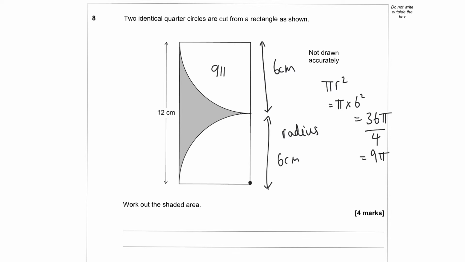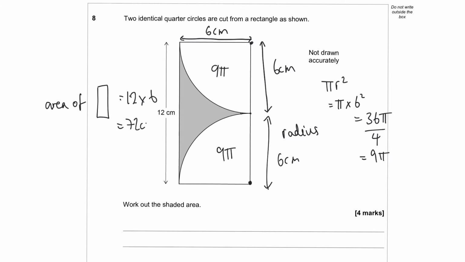So this area is 9 pi, and because they're identical, that would be 9 pi as well. Again, because that's the center of that circle, we know the radius is 6 centimeters, so that's 6 centimeters as well. So we can work out the area of the rectangle. The area of the rectangle is length times width, which would be 12 times 6, which would be 72 centimeters squared.